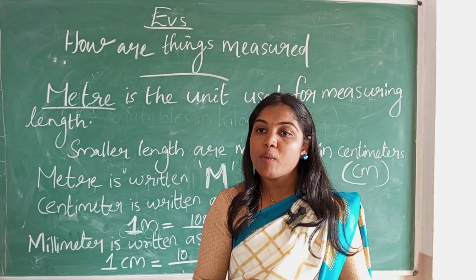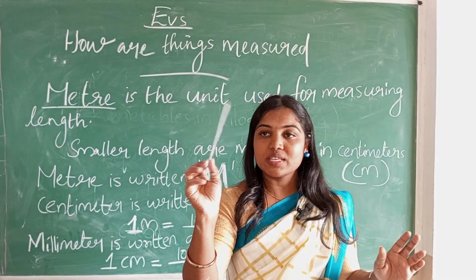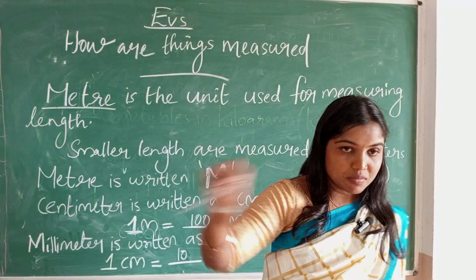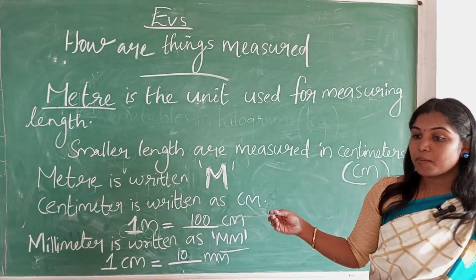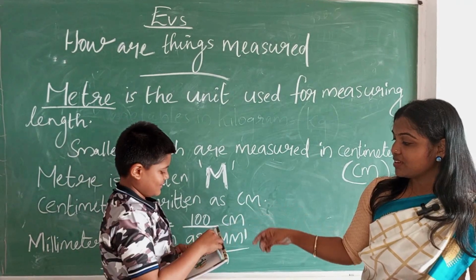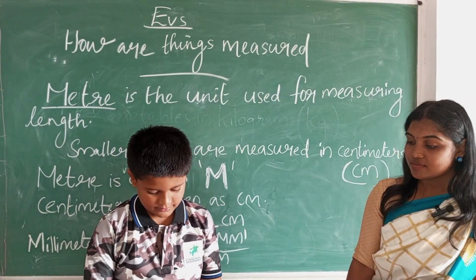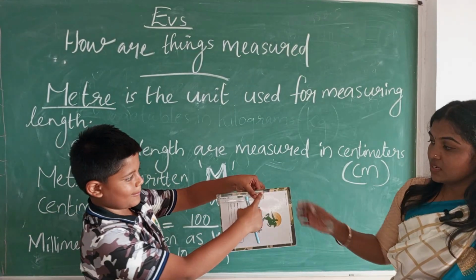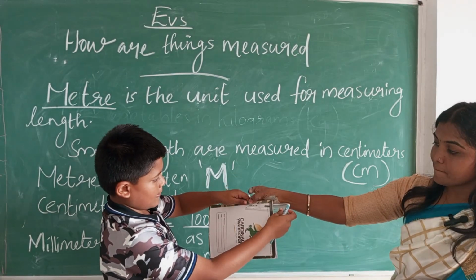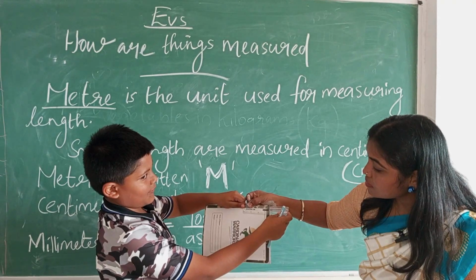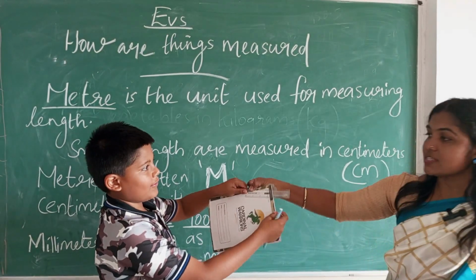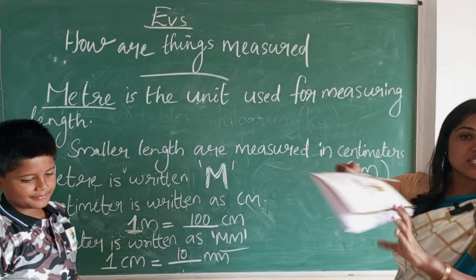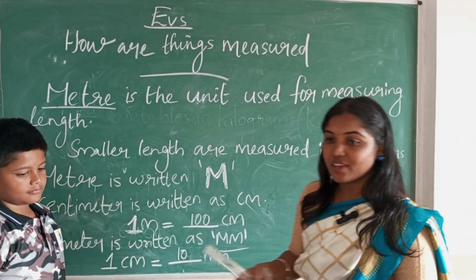You have to measure your copy, your notebook, by using a scale. Come, students, come here with your copy. You can measure. Your 15 centimeter then. 24 centimeter. So this book is 24 centimeter long. And give me your pencil.